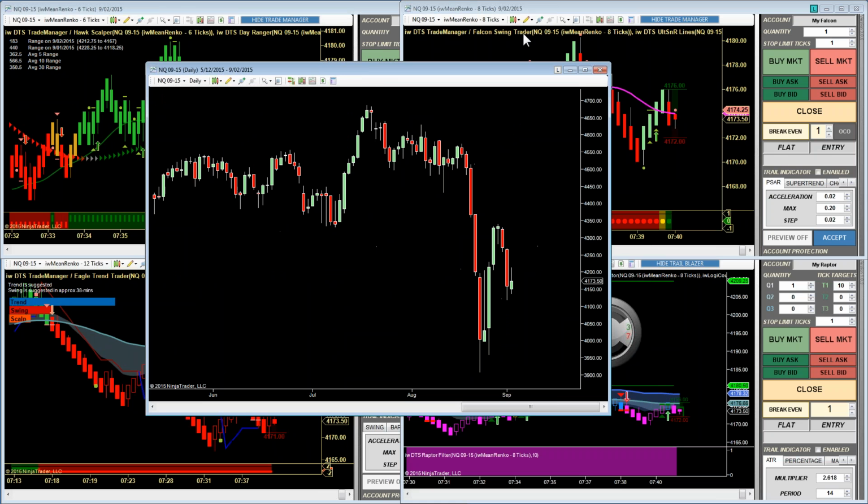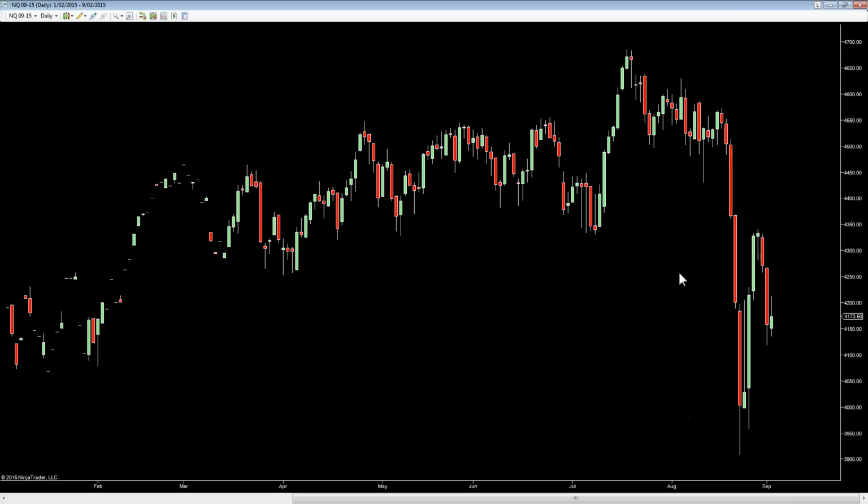Okay, so here's the NASDAQ on a daily chart. Everybody knows we had that big meltdown the other day, and then the buyers came back, and now the sellers are coming back. So where we're at right now is a major conflict zone.